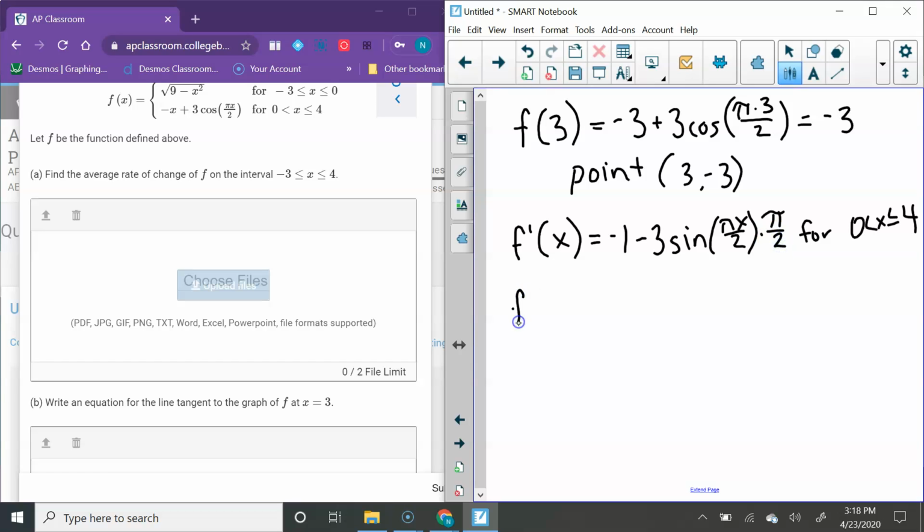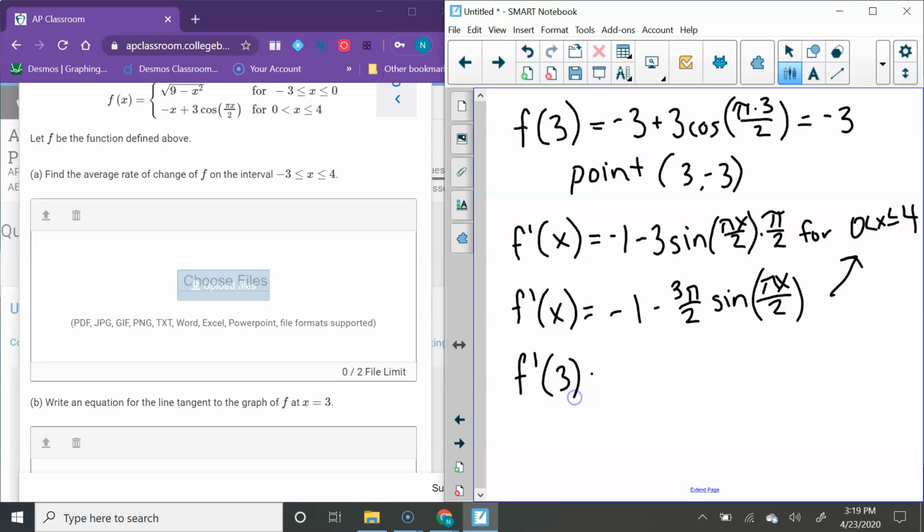There. So f prime of x is going to equal -1 minus, I can put that 3 and that pi over 2 together, so I'll have 3 pi over 2 sine of pi times x over 2. And again, this is only for 0 to 4 here. It does not apply to the -3 to 0 range. But we don't need that because we're finding f prime of 3. So we'll have -1 minus 3 pi over 2 sine of pi times 3 over 2.